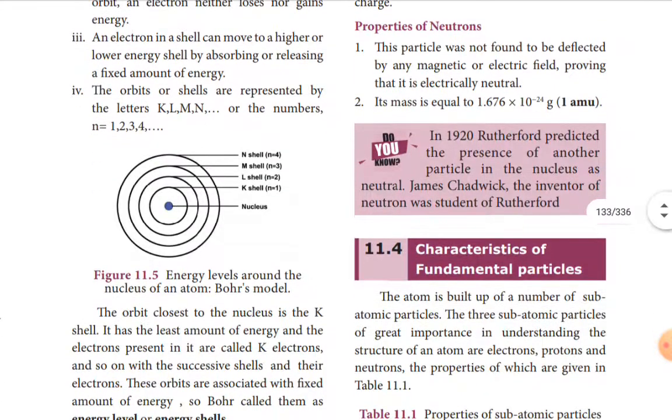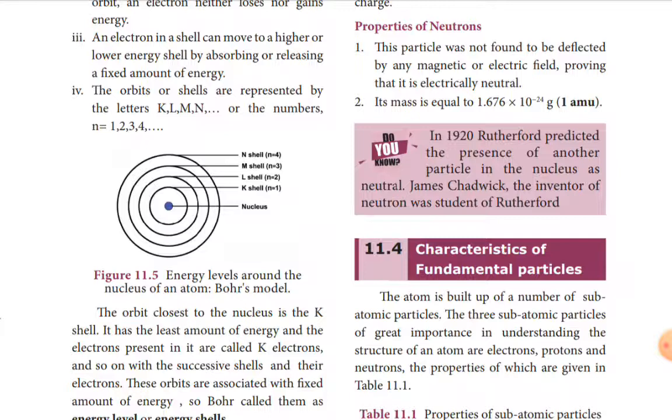Third point: an electron in a shell can move to a higher or lower energy level by absorbing or releasing a fixed amount of energy. The movement of an electron from a higher level to a lower level, or a lower level to a higher level, takes place only by absorbing or releasing a fixed amount of energy. Otherwise, the electrons will not lose energy and will not move from that orbit to any other orbit.